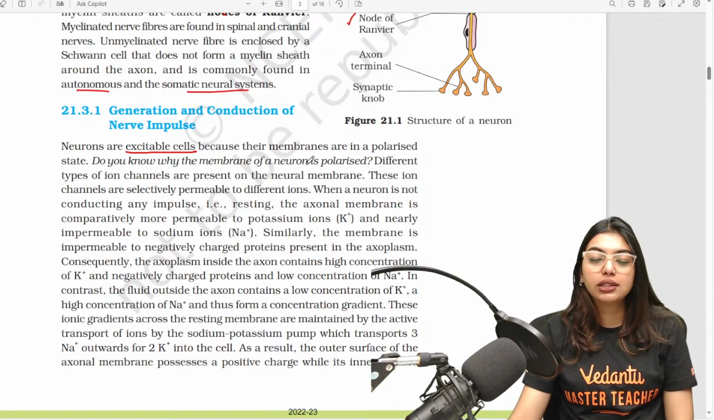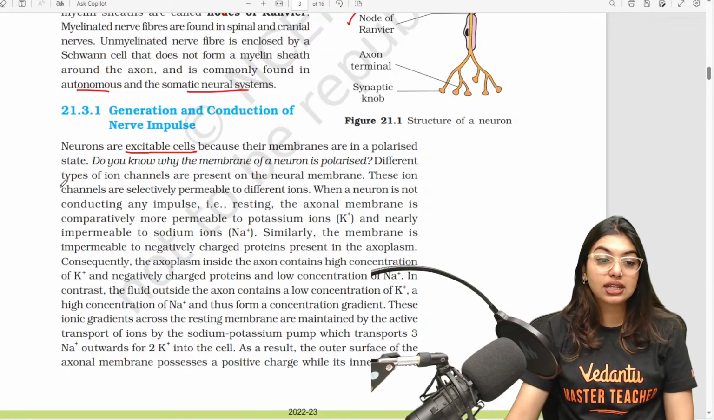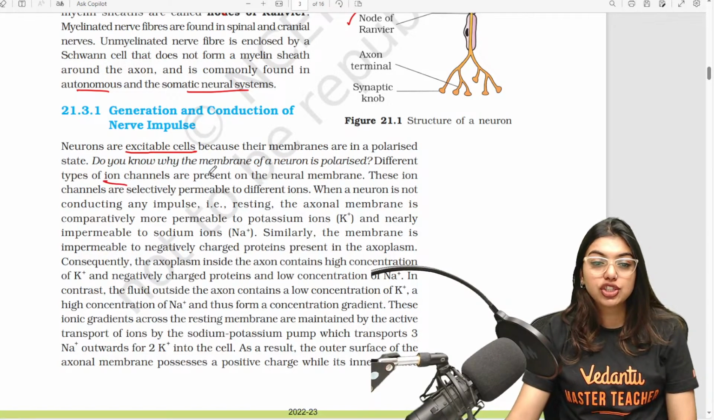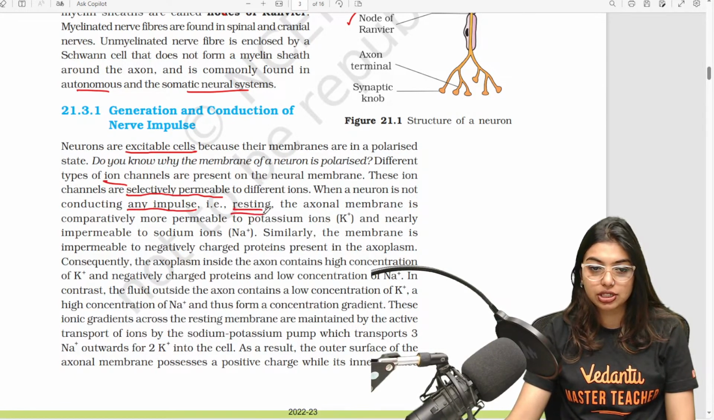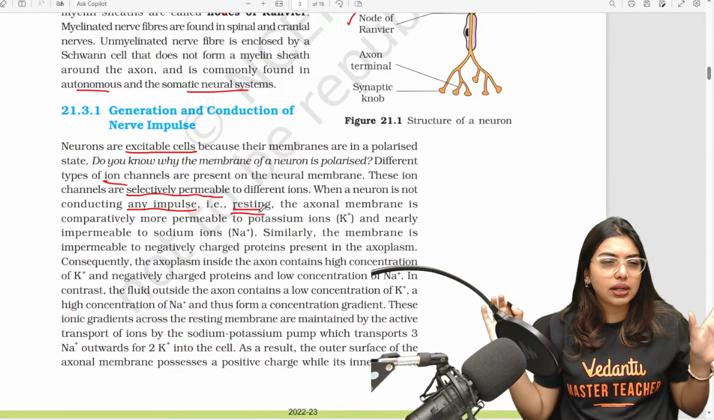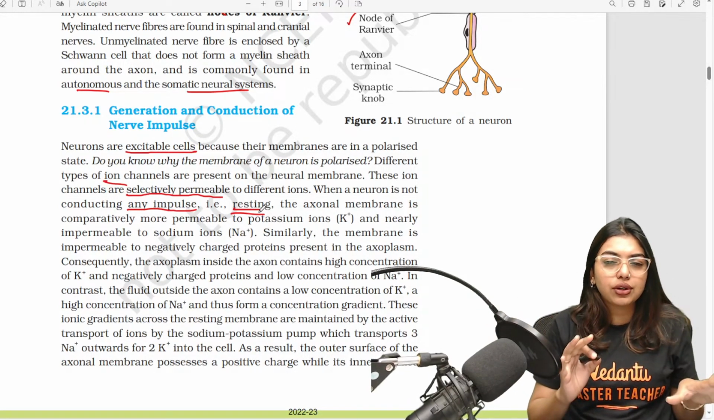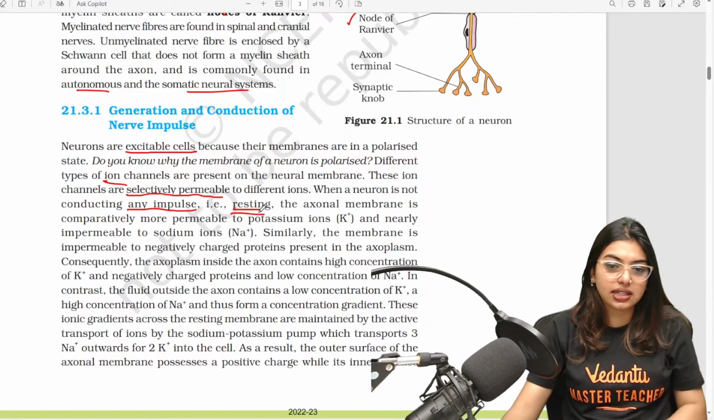Do you know why the membrane of the neuron is polarized? Different types of ion channels are present on the neural membrane. These are selectively permeable to different ions. When a neuron is not conducting any impulses, that is during the resting situation, that means no impulses there, it's a total relaxed situation.